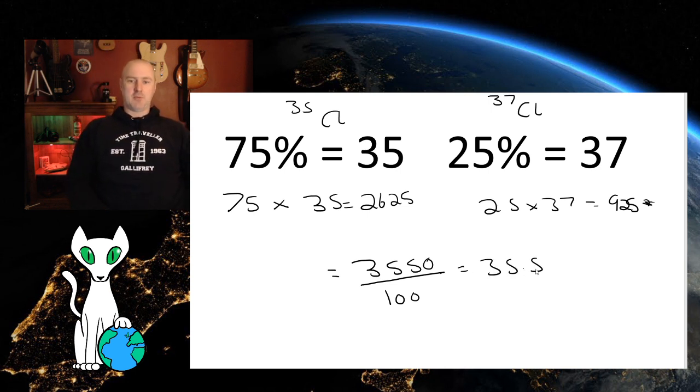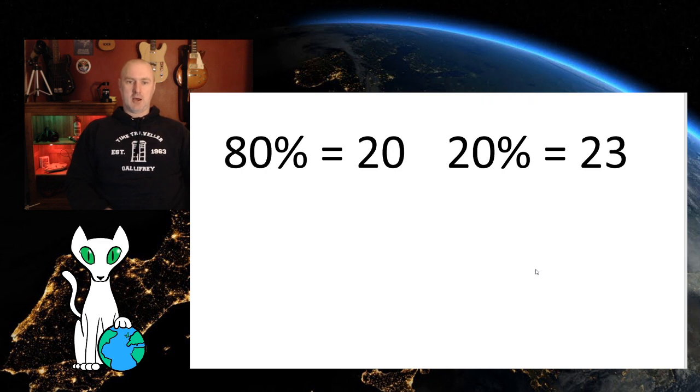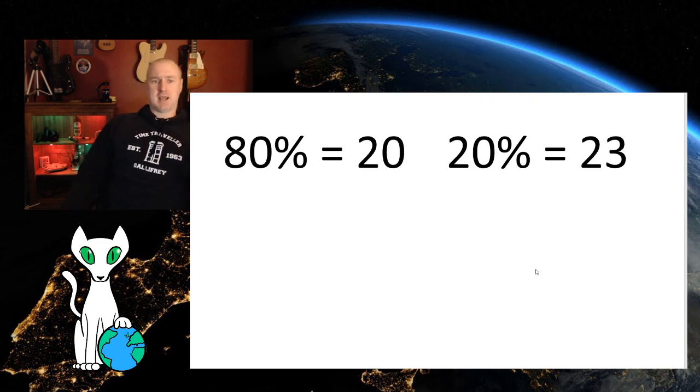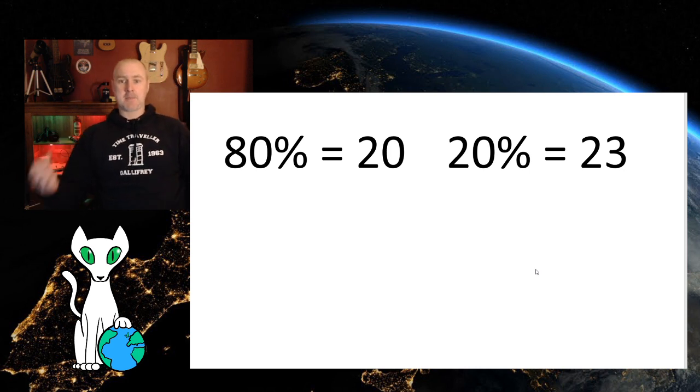That might seem a little bit complicated, but I'm going to give you another go on this next slide, and we'll work through this together. So you may sit down on the exam paper and it might say a particular substance has 80% of its atoms with a mass number of 20 and 20% of its atoms with a mass number of 23. Okay, so it's obviously got 3 more neutrons. What is the average mass number?